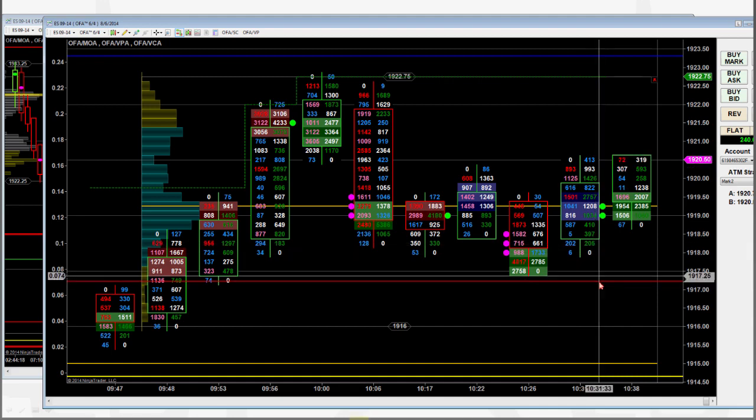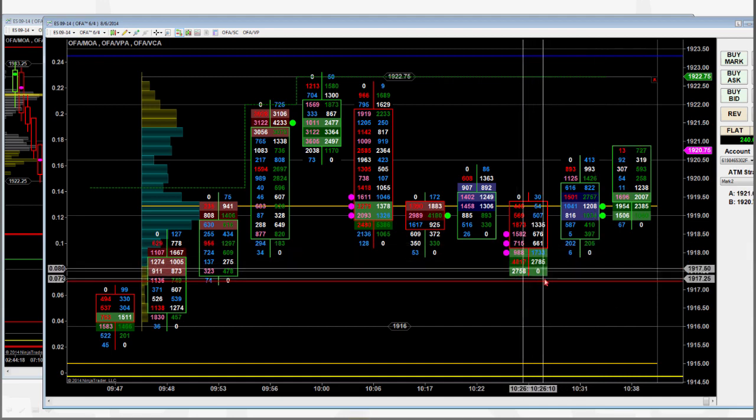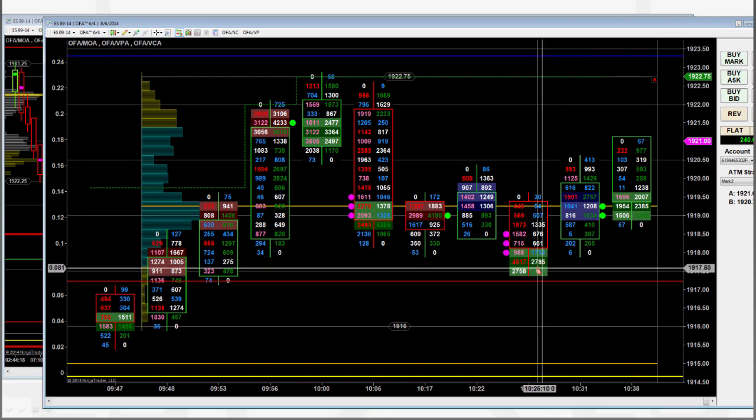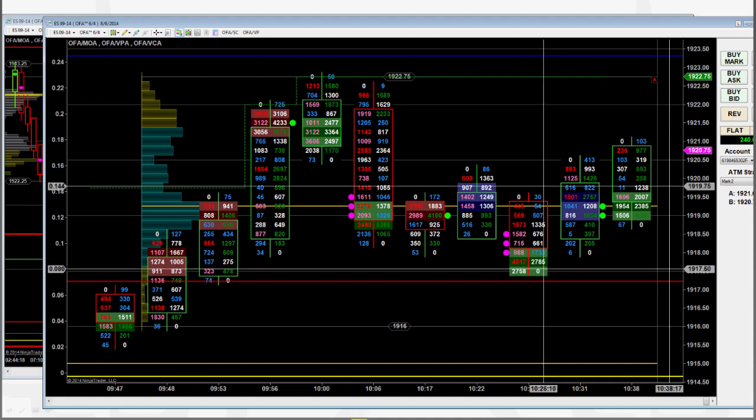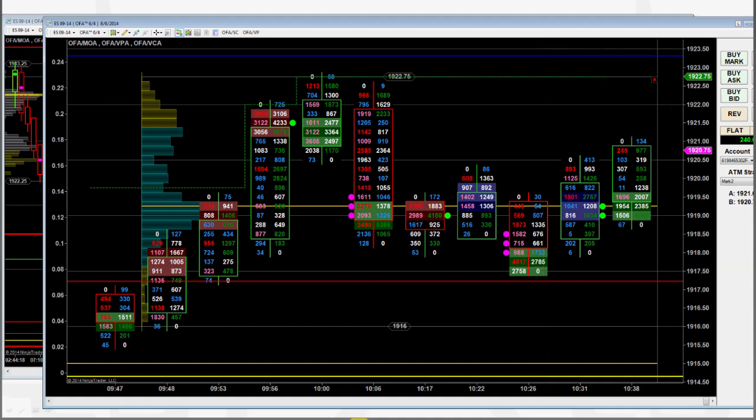I see occasional instances where the bid goes strong, but the price is not going down. Is that buyers hitting the bid, or sellers hitting the bid? If you see strength at the bid, but price is not going down, and here's a great example of it, this is very clearly buyers that are holding the bid.